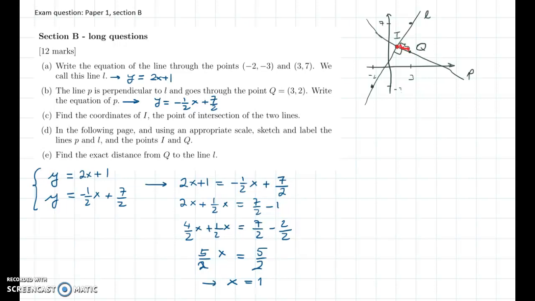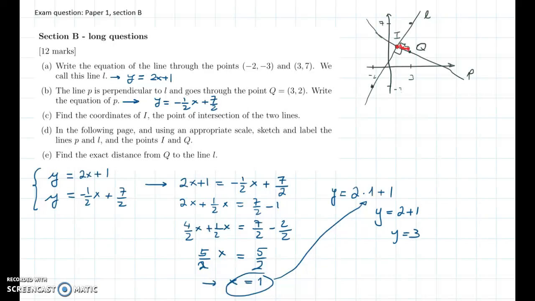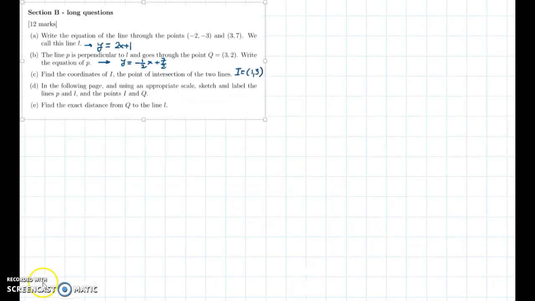We need to find what is the value of y. So we found the x coordinate of the point of intersection. We need to find the y coordinate. But we know that the point belongs to the lines, for instance, to the first one. So y is going to be given by 2 multiplied by 1, because 1 is the value we found for the x coordinate, plus 1. So y has to be 2 plus 1, which is y equals 3. So our point of intersection I is the point (1, 3).